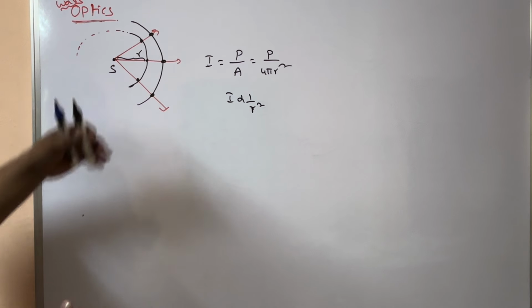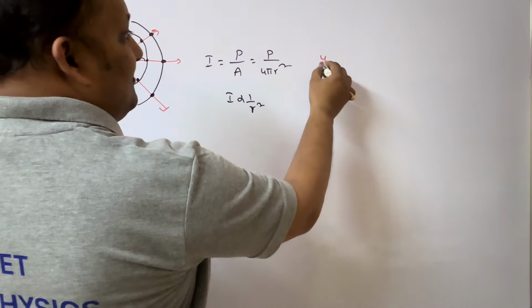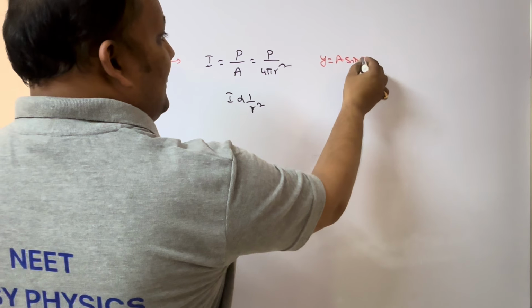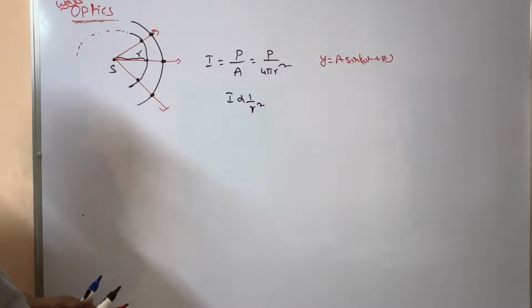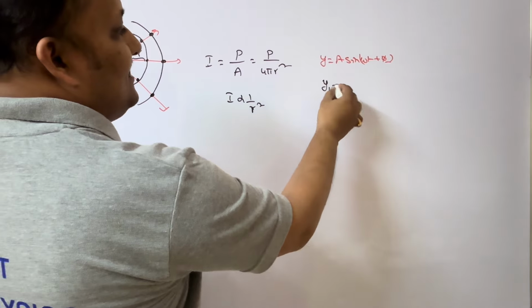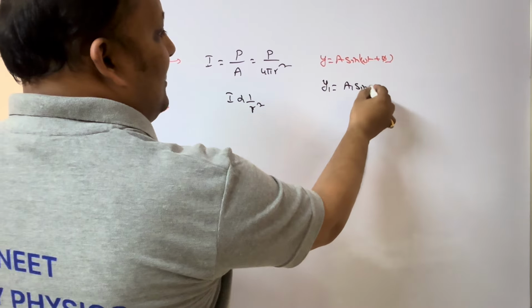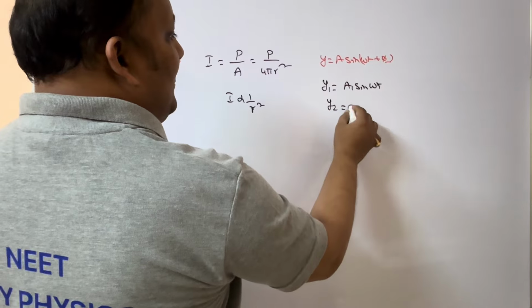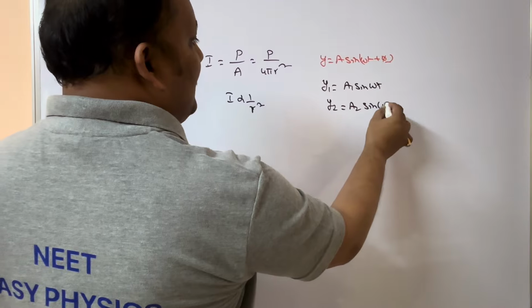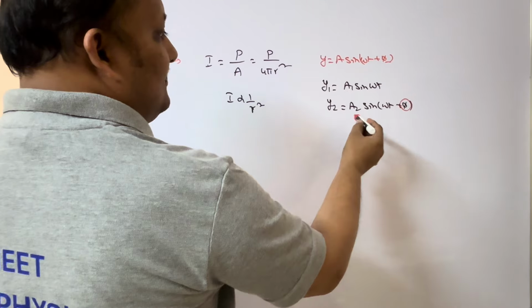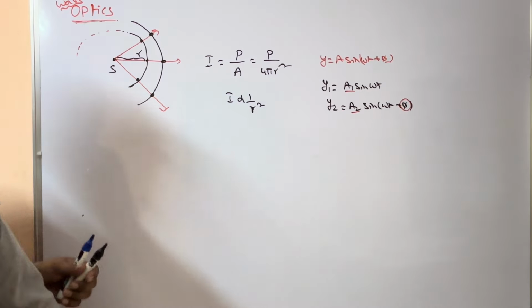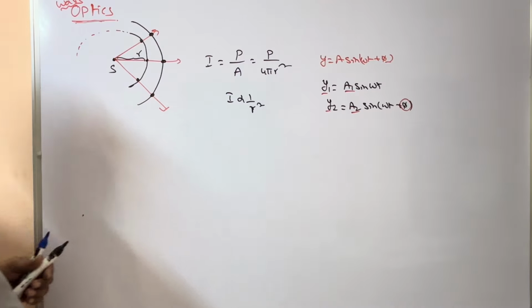Next, this wave representation we will represent like this: y is equal to A sine (omega t plus phi). Phi is nothing but the phase. If two waves are coming, we generally write y1 is equal to a1 sine omega t, y2 is equal to a2 sine (omega t plus phi). So phi is the phase difference. A1, A2 are amplitudes, y1, y2 are displacements.